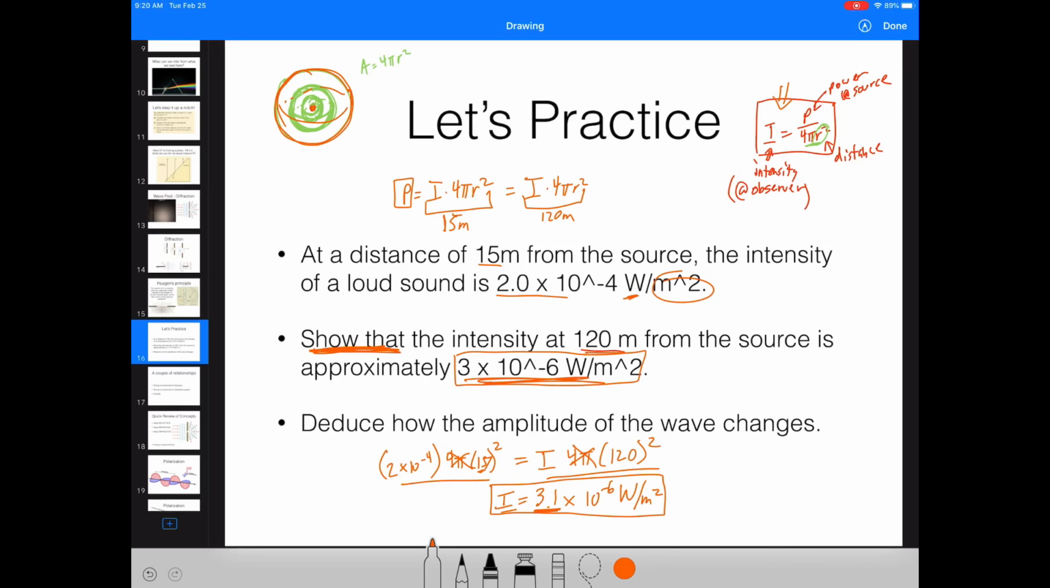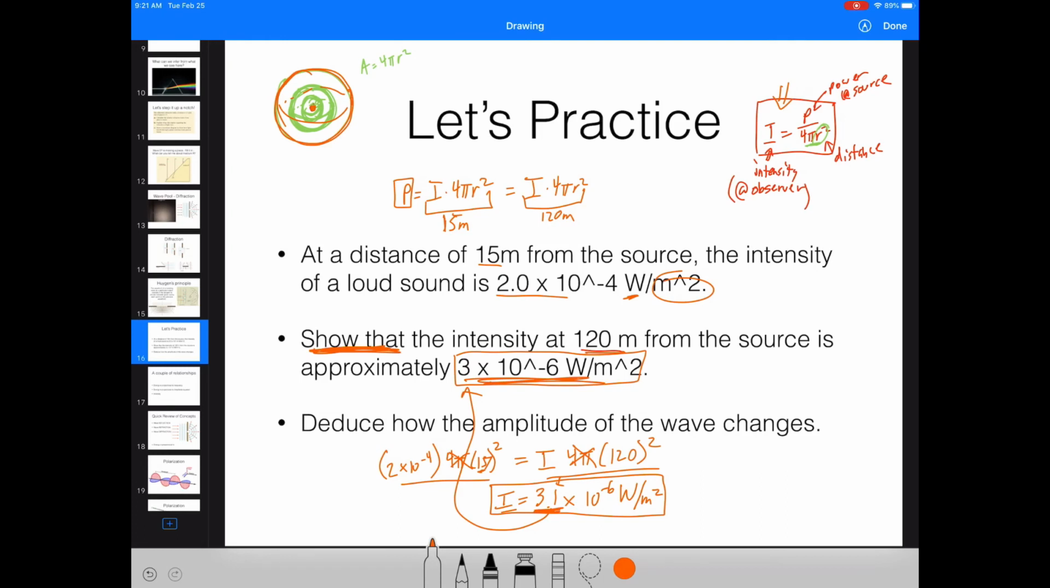You have to write down at least one extra decimal place, one extra sig fig, to show that the answer that you got is actually going to round to give you the "show that" value they gave you. So this question has two purposes.